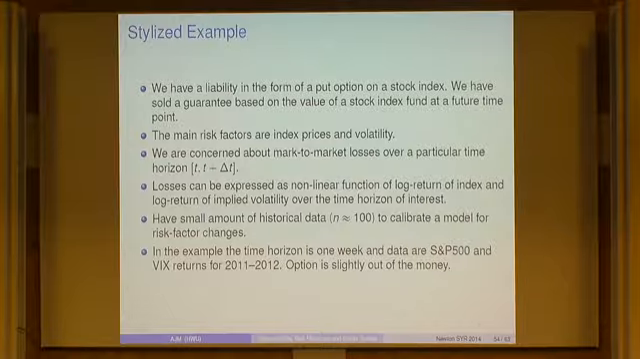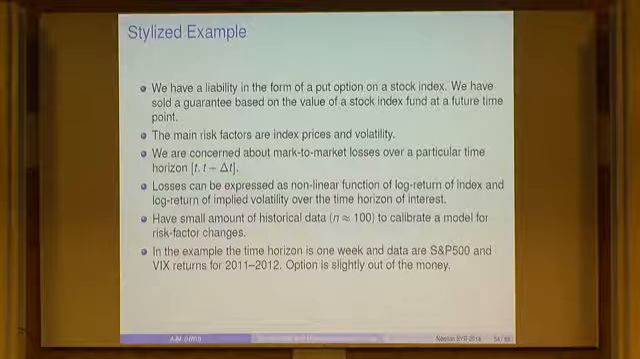But I'm not stipulating here to begin with what the time horizon should be, although I'm actually going to take 2 weeks. But our concern is for mark-to-market losses over a particular time horizon. So now is t, the future is t plus delta t. And my losses can be expressed as a nonlinear function of the log return of the index, and I'll take the log return of the implied volatility just so that both prices and volatilities don't become negative. I'll work with the log returns.